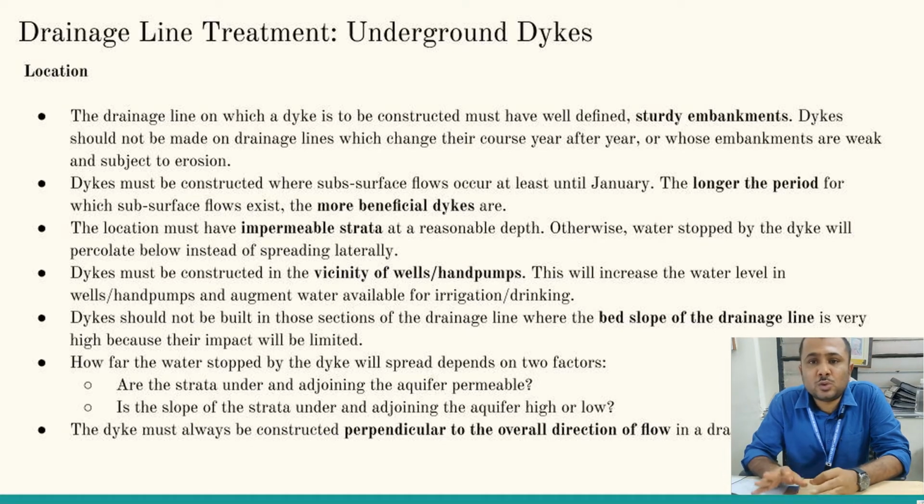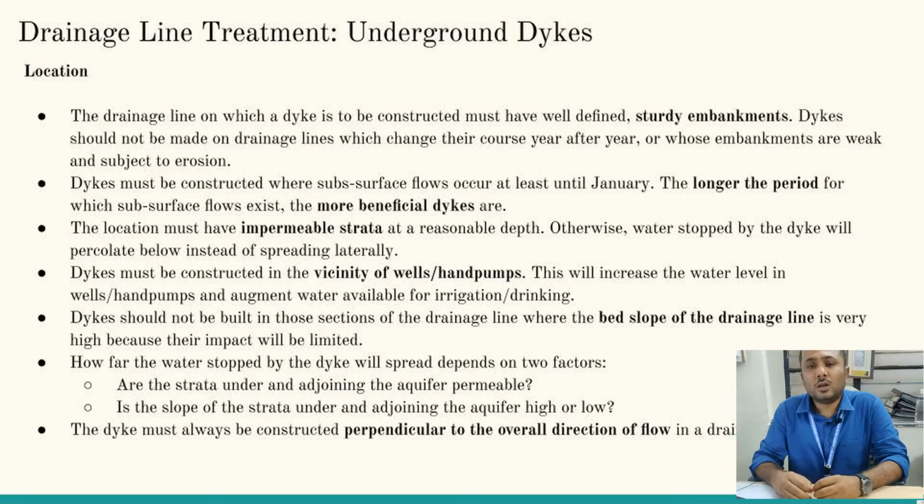The next thing is we need to look at the bed slope of the underground dyke. If the percentage of bed slope is higher, then the water that is stored in the subsurface will not move in the lateral direction. It may move in the direction of the river itself. So it is not suitable to construct underground dykes when the slope of the stream is greater than 20 or 25%. The amount of water that can be recharged basically depends upon two things: the impermeable condition of the aquifer and also the slope and gradient of the aquifer.